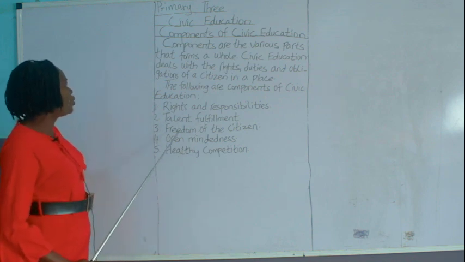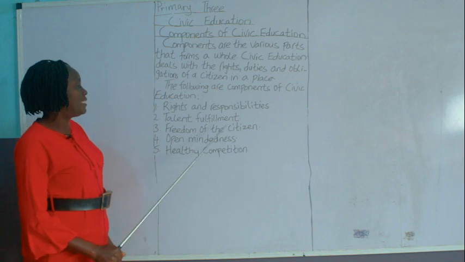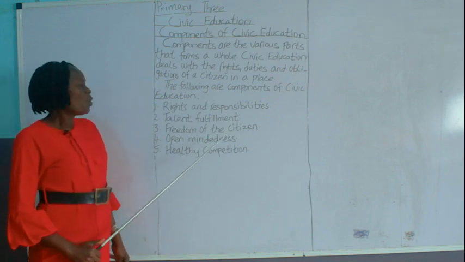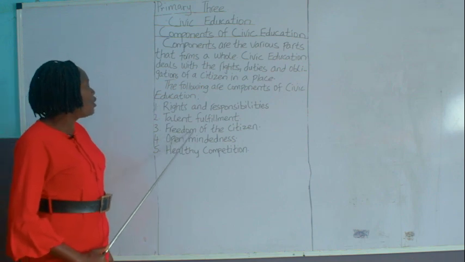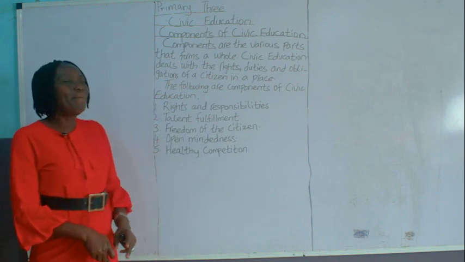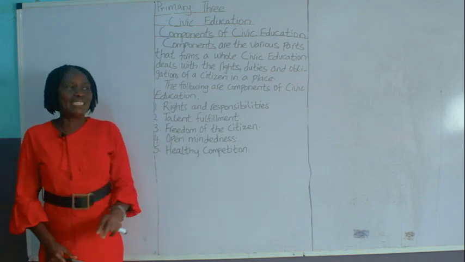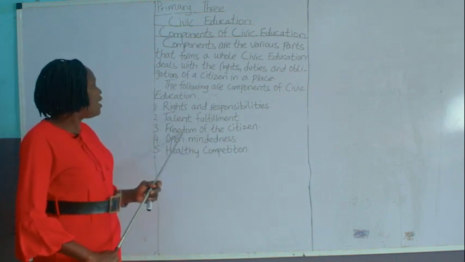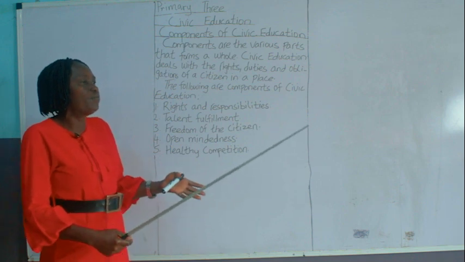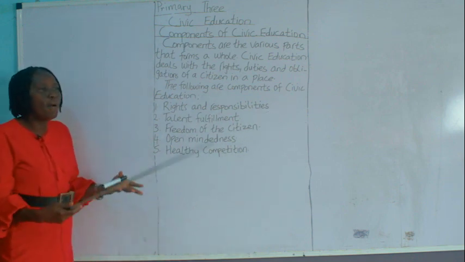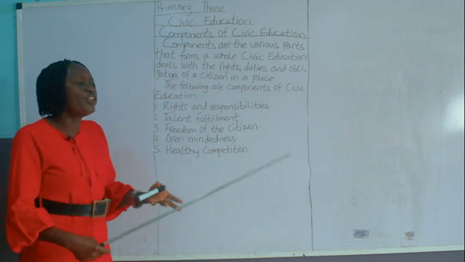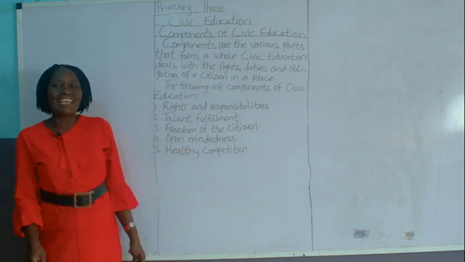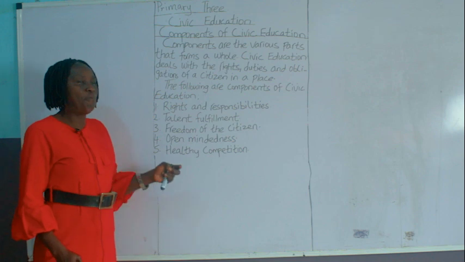So the next one is freedom of the citizen. When we talk on freedom of the citizen, we are talking about those things that you are expected to do. There is nobody that can tell you not to go to school. You have freedom of education. You have freedom of movement. There is nobody that can restrict your movement except maybe the person is in prison.